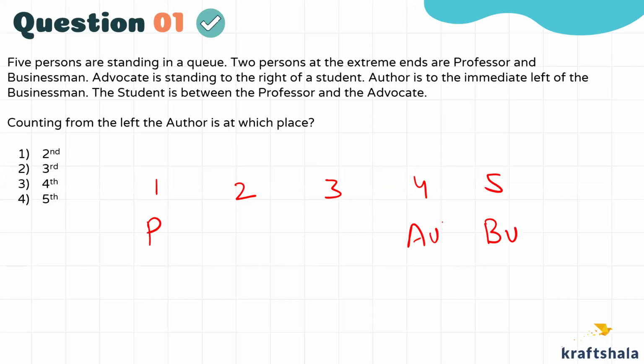Author is to the immediate left of businessman. So author must occupy this place. And advocate is standing to the right of a student. So student must be here and advocate must be here. So this one is very simple. Counting from the left, author is at which place? Fourth.